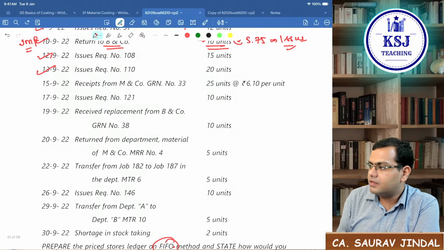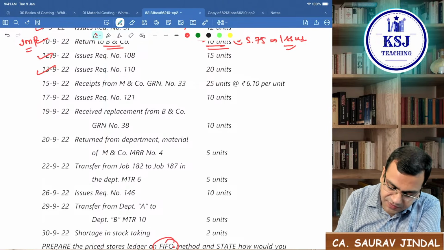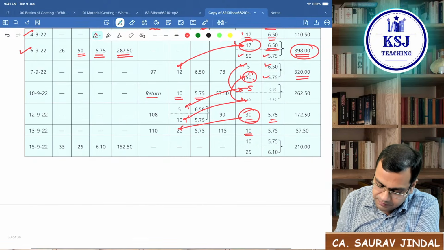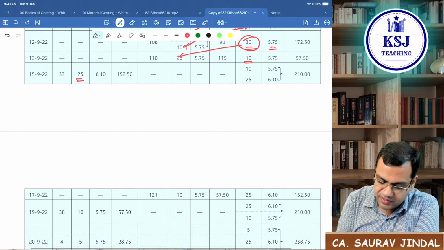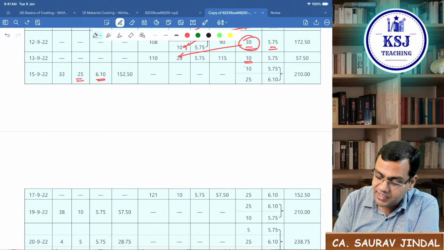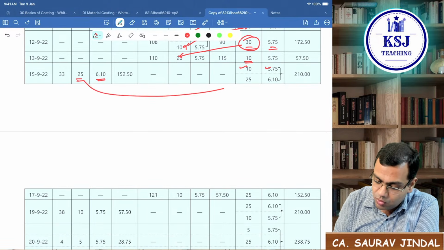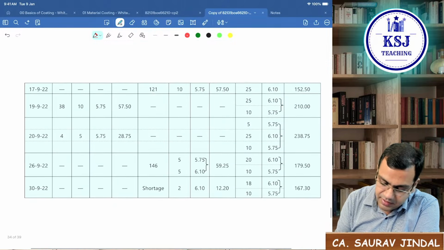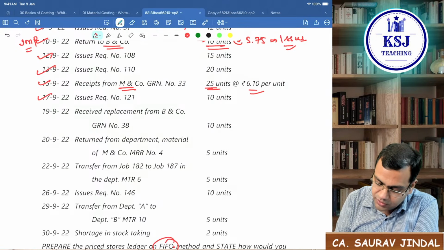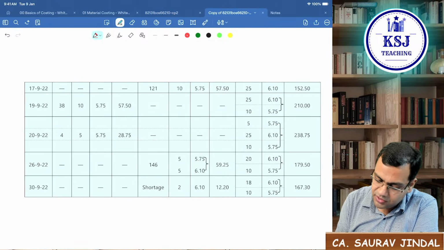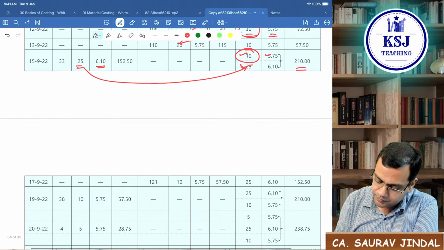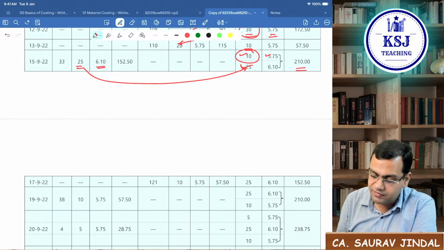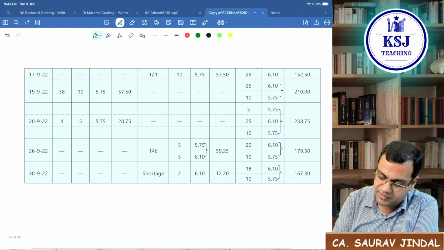Next, 15th of September, receipts from M and Company 25 units at 6.10. So 15th of September received 25 units at 6.10. You are already having 10 units at 5.75. 25 more received at 6.10. So total value is 210. Then after that 17th issue requisition number 10 units. So you will issue 10 units from where? This 10 units you will issue. The first stock, 10 units of first stock that you are having, you will issue, you are left with only 25 units at 6.10.